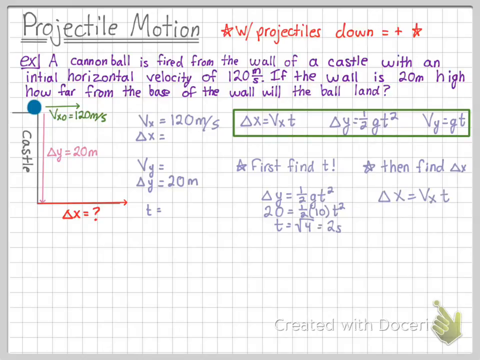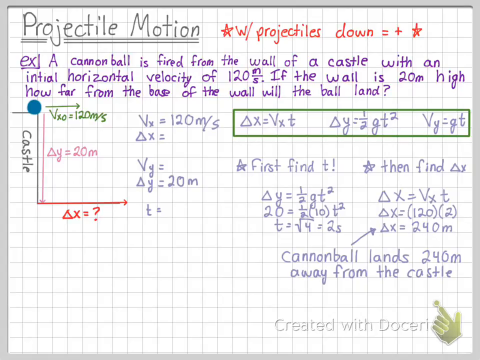Now, since we have time, we can find the horizontal displacement. Here's our horizontal displacement equation, and when we fill in our knowns, we find that the cannonball hits the ground 240 meters away from the castle.